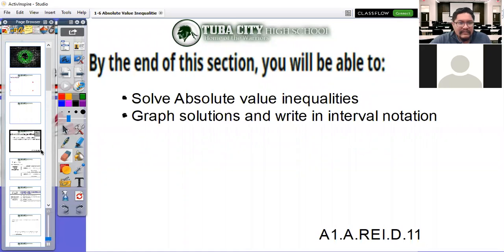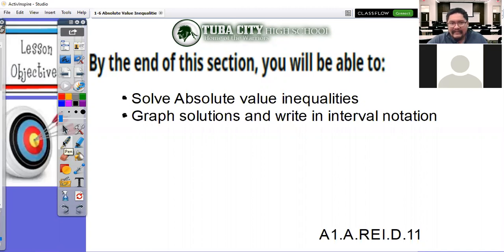So by the end of this lesson, you should be able to solve absolute value inequalities, graph the solutions, and write them in interval notation. So pretty much what we've been working on for the past couple of lessons, actually. We have covered absolute value equations, and remember, those are the ones where there are two solutions. And we've also been graphing inequalities in general, and then writing them in interval notation. So we're just bringing two of our previous lessons together.